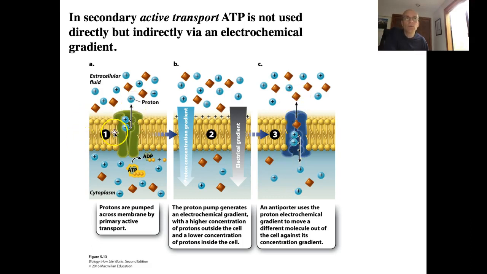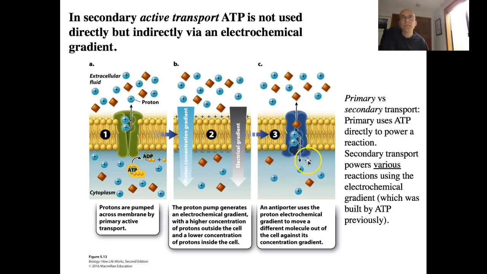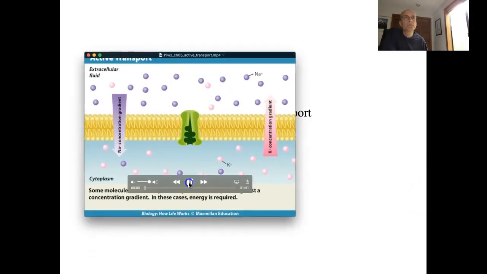So they only need one proton pump and then have a variety of different proteins that use the proton gradient. So that is called secondary transport. I wrote here on the side, primary versus secondary. Primary uses ATP directly to power a reaction. Secondary transport powers various different types of reactions using the electrochemical gradient, which was originally built with the ATP. So for that, I also have a little animation. Let me show you that.